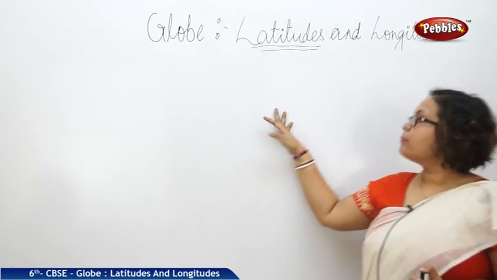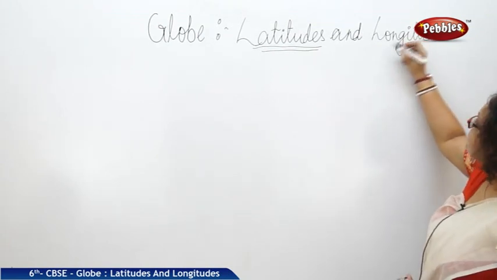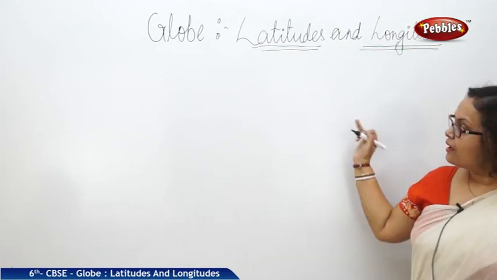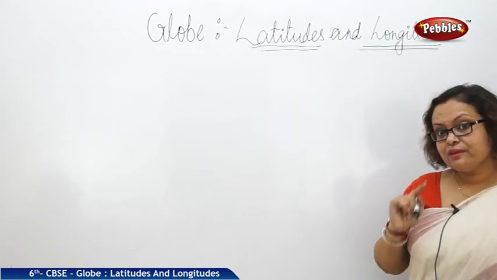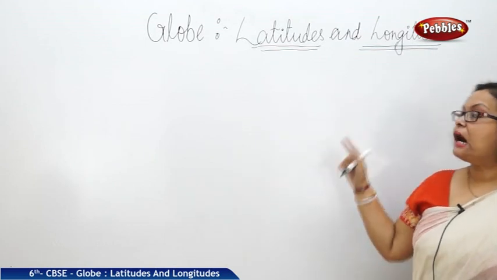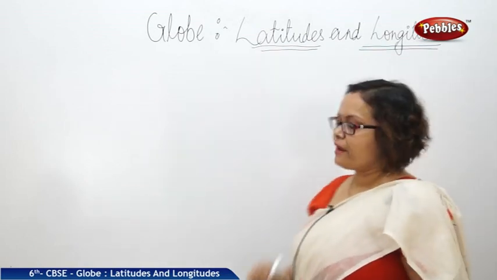Now let us discuss about longitudes. Please pay attention because this is a little difficult to understand. Like the lines of latitude, we have imagined another set of lines. They are called longitude. Now what are they and how are they different from latitude?